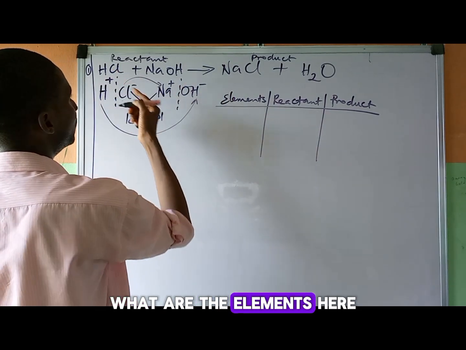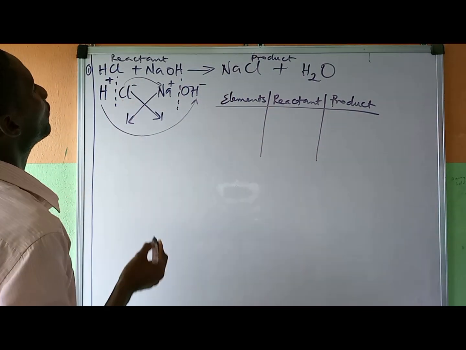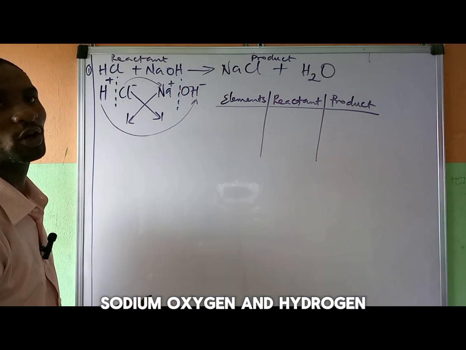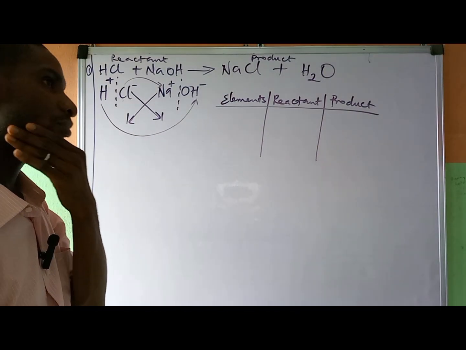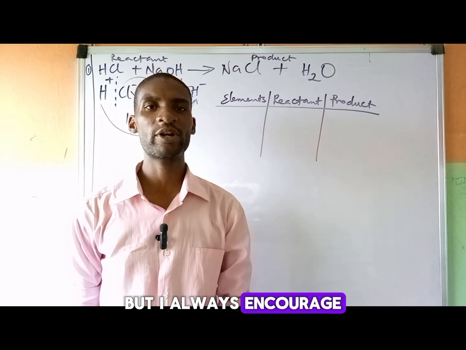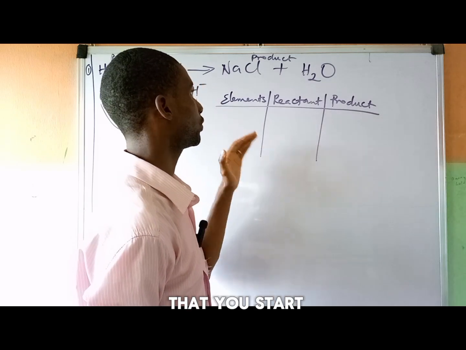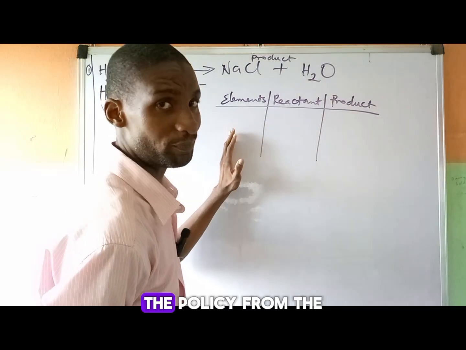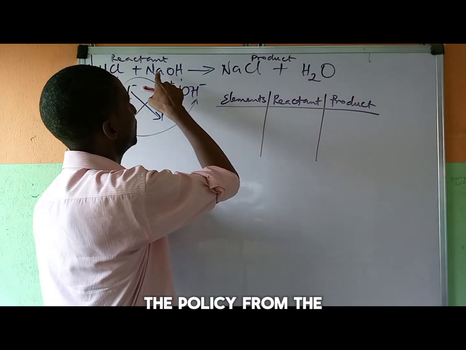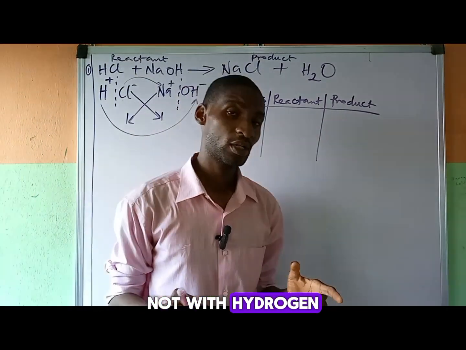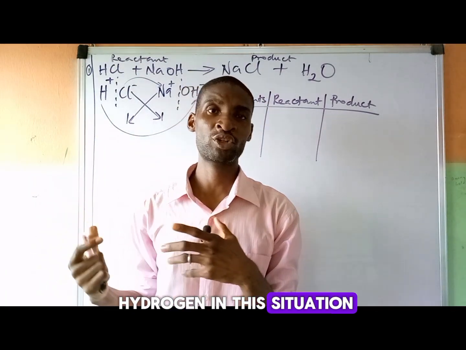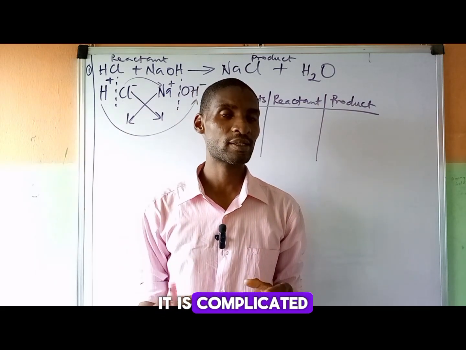What are the elements here? You have hydrogen, chlorine, sodium, oxygen, and hydrogen. Those are the reacting elements. But I always encourage that you start the balancing from the metal that you have in the reaction, not with hydrogen. When you start with hydrogen in this situation, it could be a bit complicated.